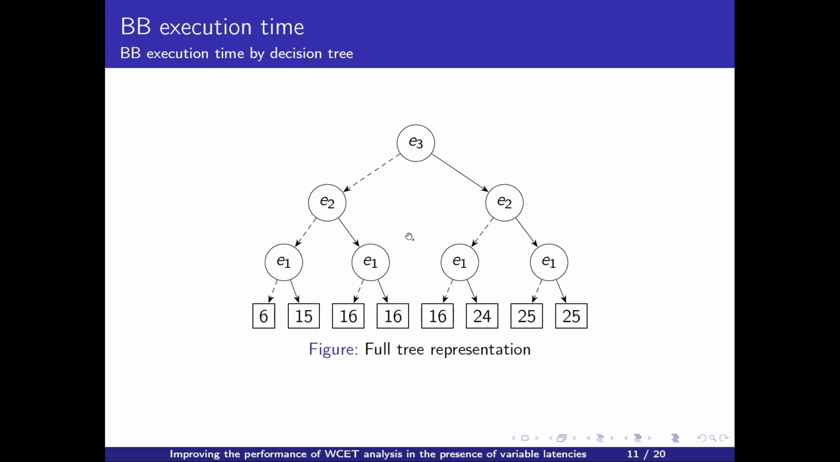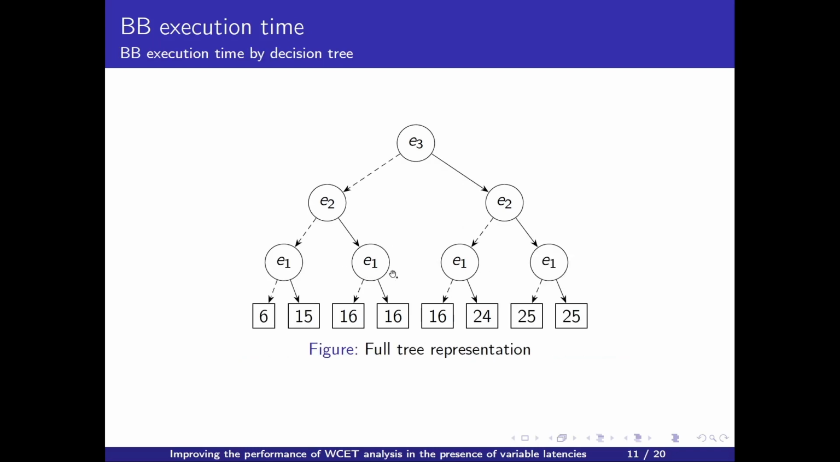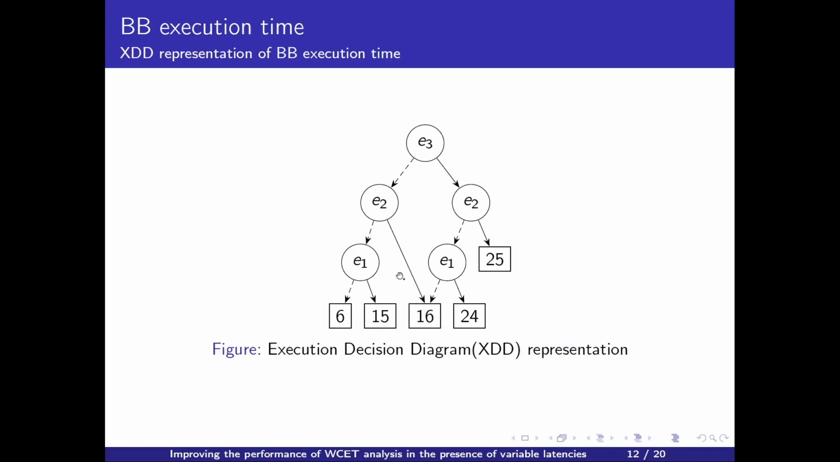There is a common technique used in binary decision diagrams, which consists of sharing identical subtrees and leaves to reduce its size. If we apply the same technique here, we obtain what we named XDD, which stands for execution decision diagram. Compared to the full tree, we have E1 disappearing here and here. The leaf 16 is shared by several nodes.